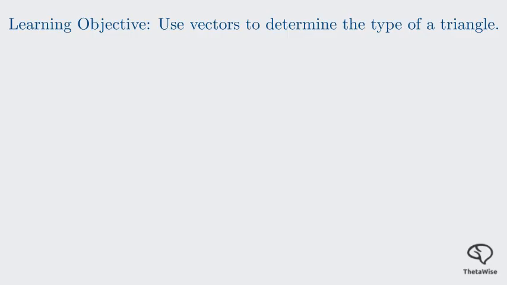Let's put the geometric property of the dot product to use in a practical problem. Our objective is to determine the type of triangle given its vertices. We can do this by examining the angles within the triangle.